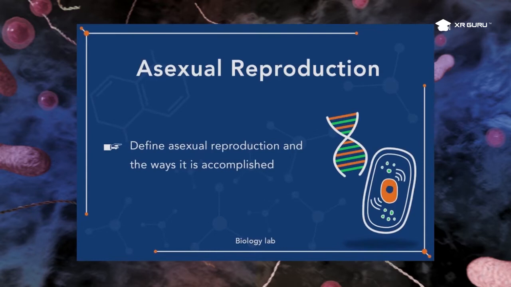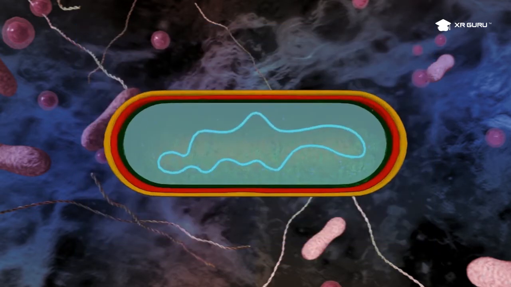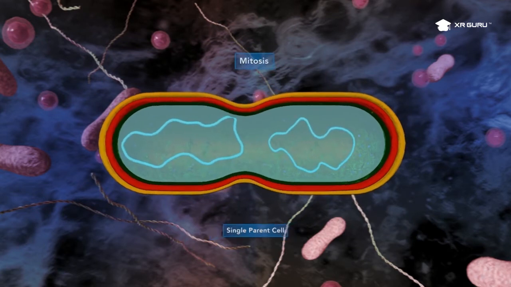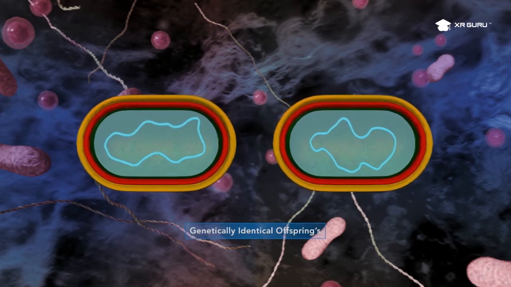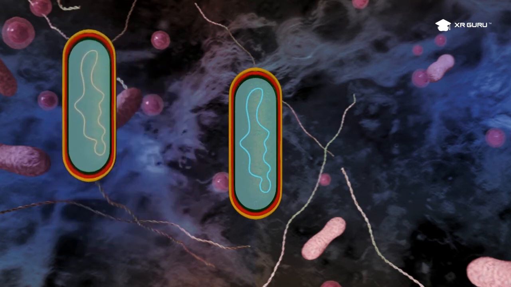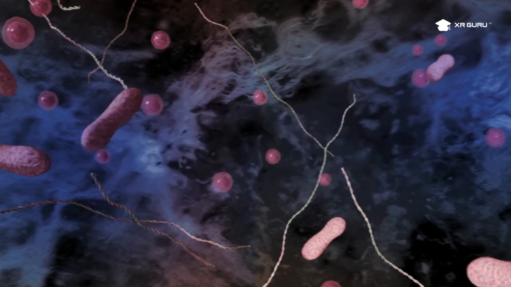Upon completion of this module, you should be able to define asexual reproduction and the ways it is accomplished. Asexual reproduction is accomplished through mitosis, involving a single parent cell producing genetically identical offspring without recombination for the purpose of propagation. No fertilization is involved.